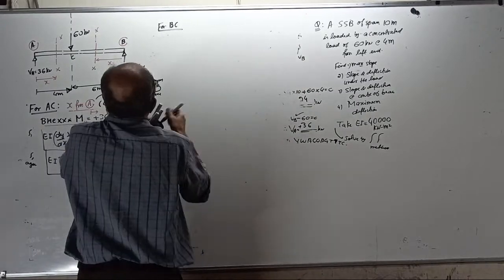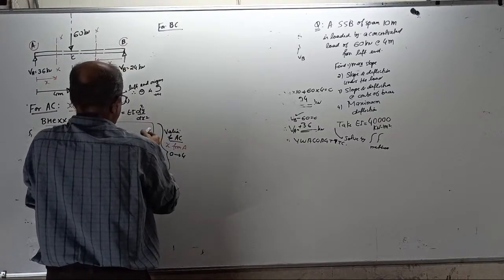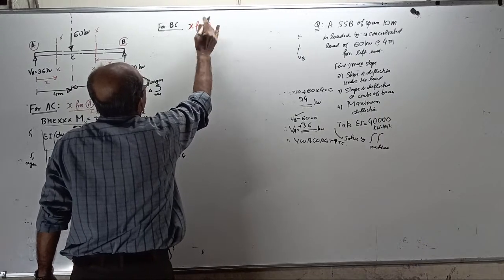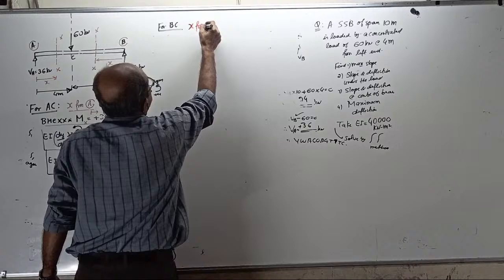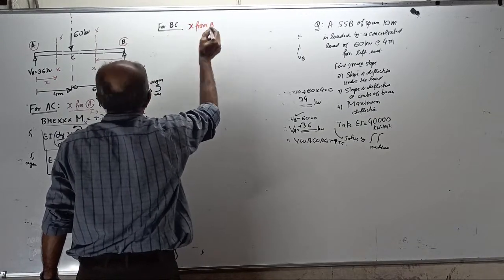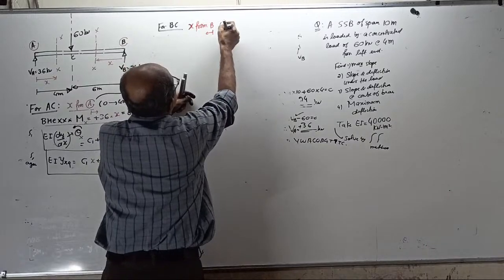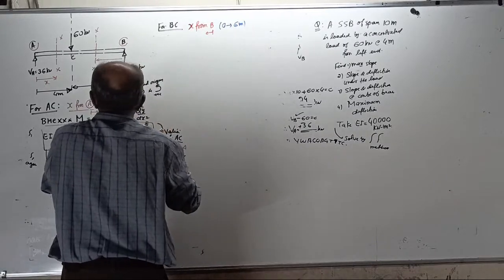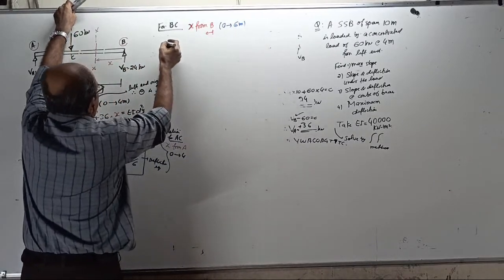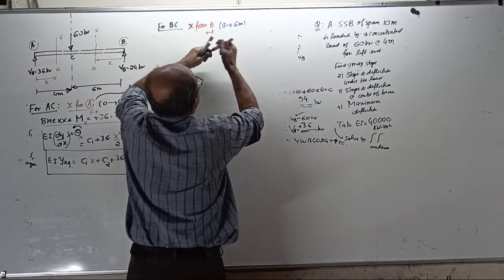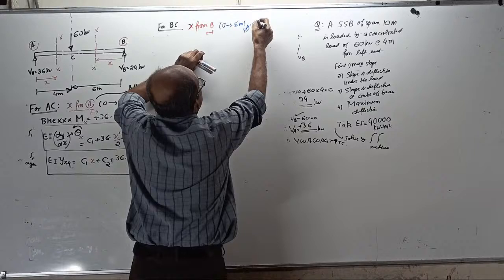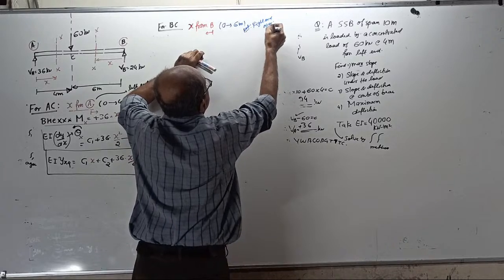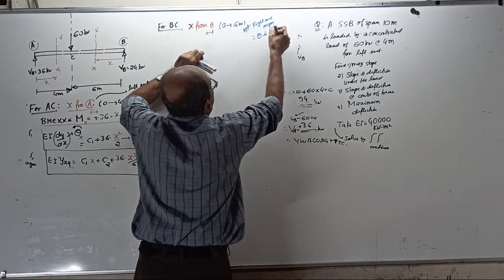Okay. Now, for BC, what I wrote here? BC, your x is from B. X from B, that is x is this way now. X from B varies from 0 to 6 meter. Okay, then. Again I wrote over here one note, warning. What is the note? Right hand origin. This I told you last time, right hand origin. Therefore, theta is clockwise positive.